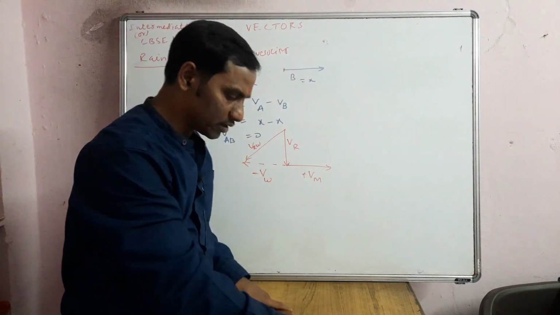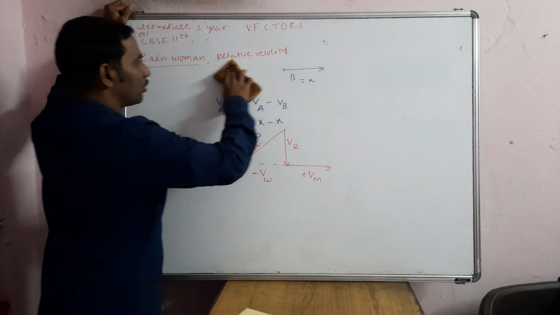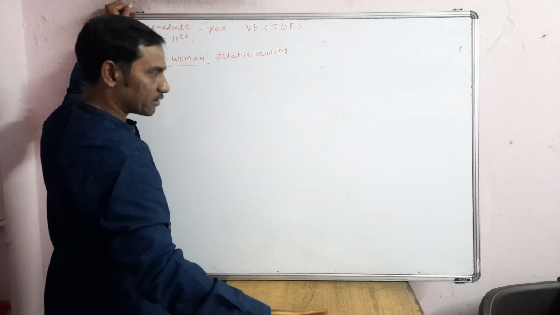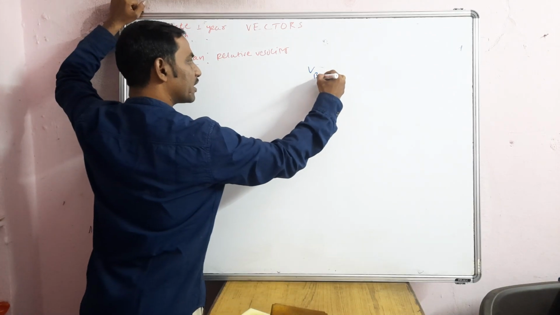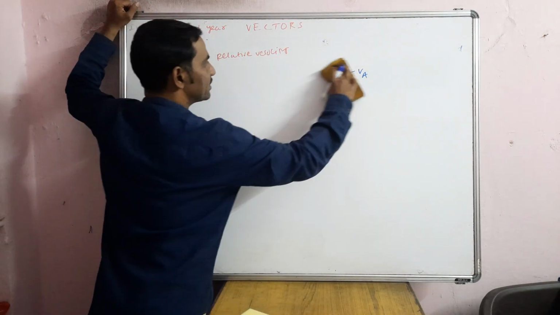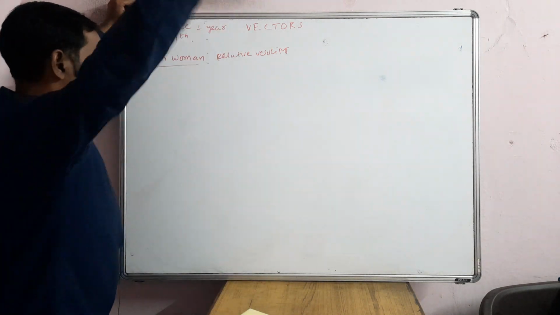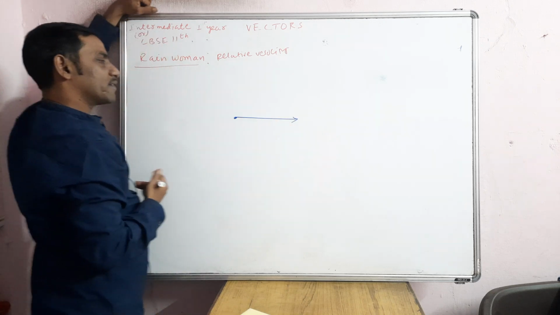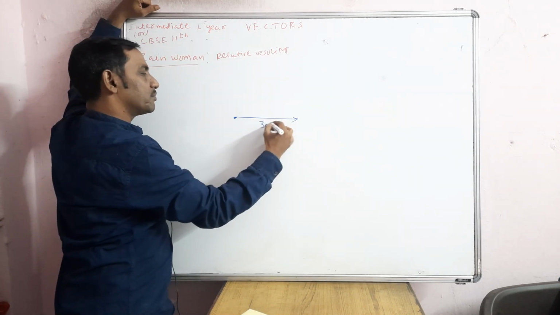Now we'll go to the next. Now I'll say how it happens. Same way, I forgot to write: the relative velocity of B with respect to A, you can take VB minus VA like that. Now we'll take one numerical. For example, a person is moving like this. Let us consider the velocity of the person is 30 meter per second.